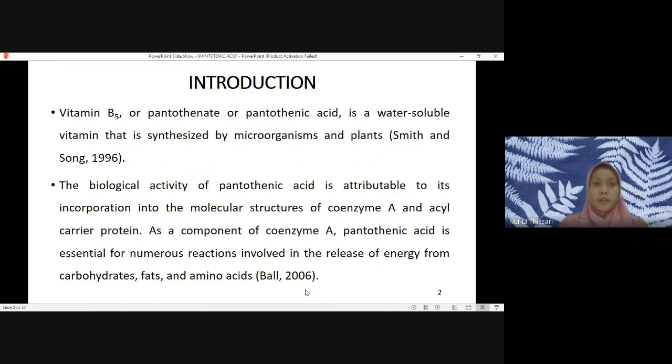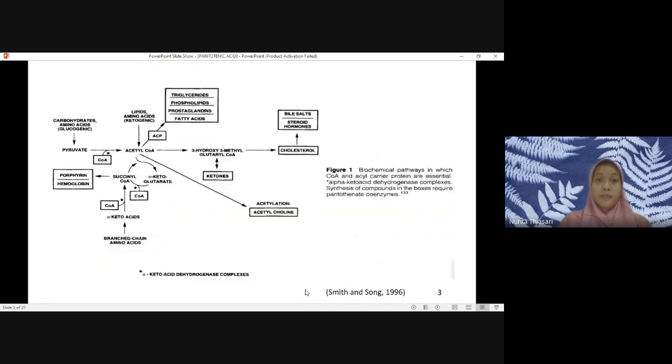Vitamin B5 or pantothenic acid is a water-soluble vitamin that is synthesized by microorganisms and plants. The biological activity of pantothenic acid is attributable to its incorporation into the molecular structure of coenzyme A and acyl carrier protein. As a component of coenzyme A, pantothenic acid is essential for numerous reactions involved in the release of energy from carbohydrates, fats, and amino acids.